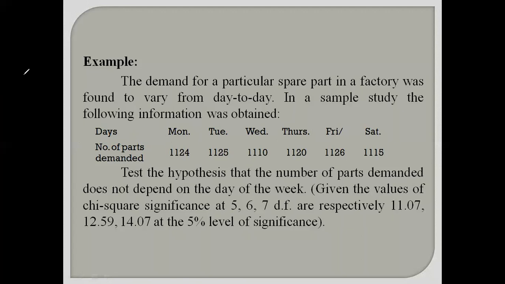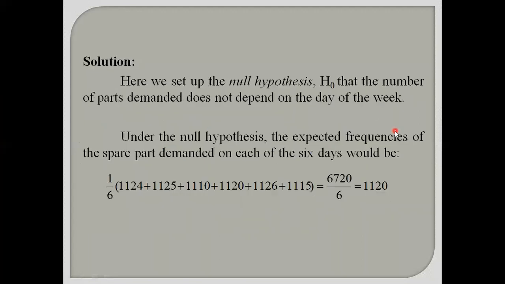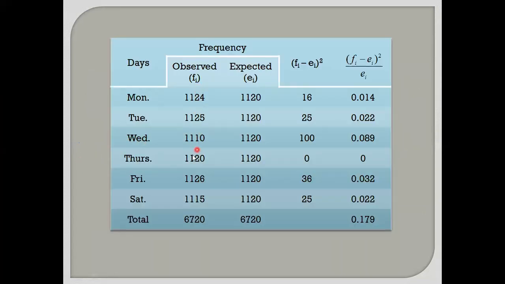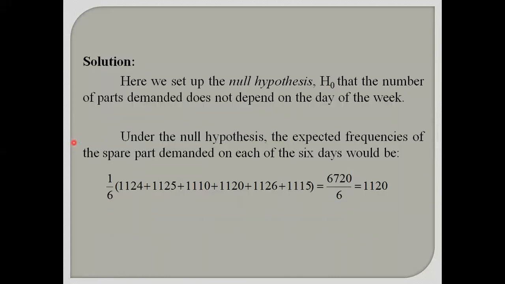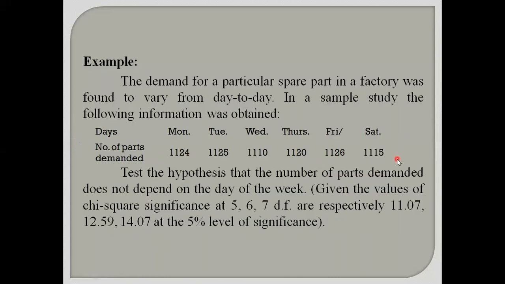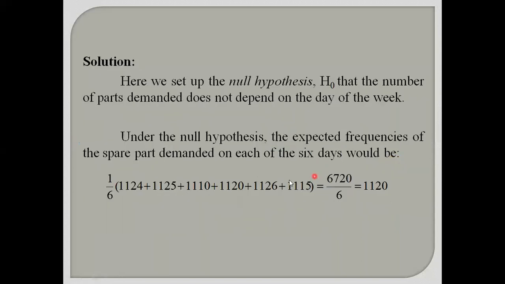Okay, now we'll see the proof. We are setting the null hypothesis like this. Under the null hypothesis, we have to see the observed frequency and the expected frequency. The observed frequencies are given; the expected frequency we want to find out. The expected frequencies of the spare part demanded on each of the 6 days.